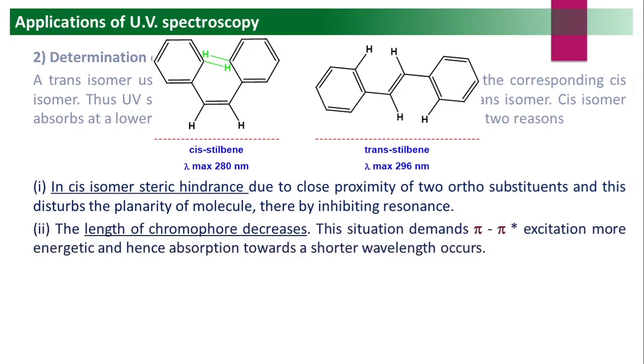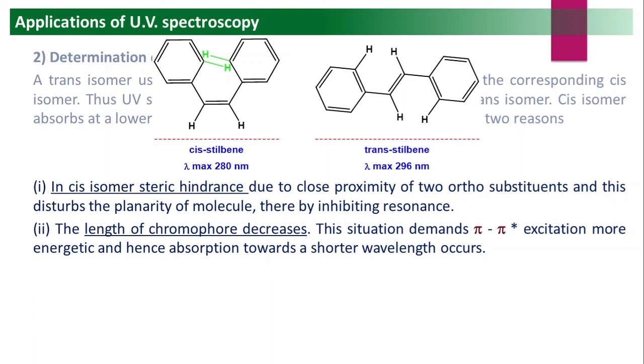Second reason is that the length of the chromophore decreases. In this situation, the pi to pi star transitions or excitations become more energetic, and hence absorption occurs towards the shorter wavelength. So it depends on the length of the chromophore, the length of the resonance. If the length of the resonance is higher, then it absorbs at a longer wavelength. If the length of the resonance is shorter, then it absorbs at a shorter wavelength, as we studied in lecture number 3.